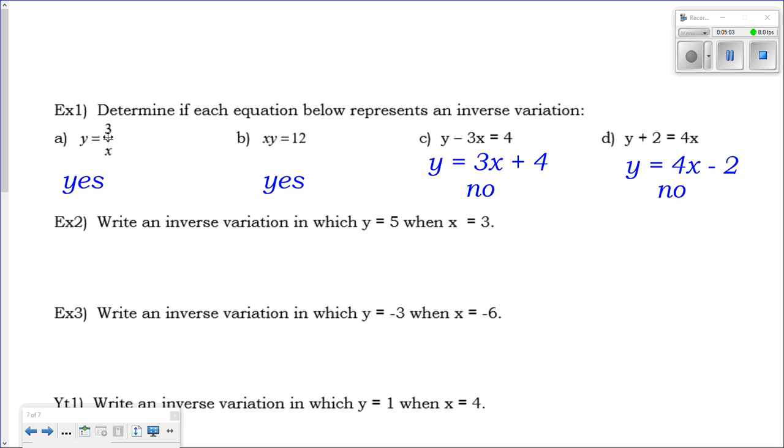So when in doubt, either look for this number divided by x or x times y equals a number, or when in doubt, solve for y, get y by itself, and if it's not a number divided by x, it's no.